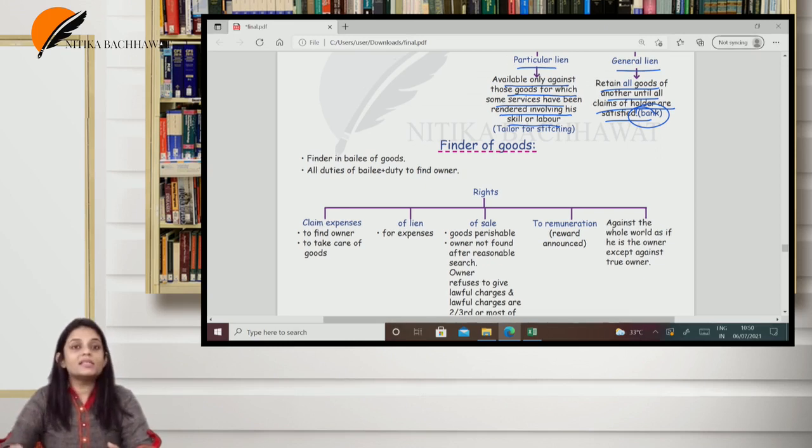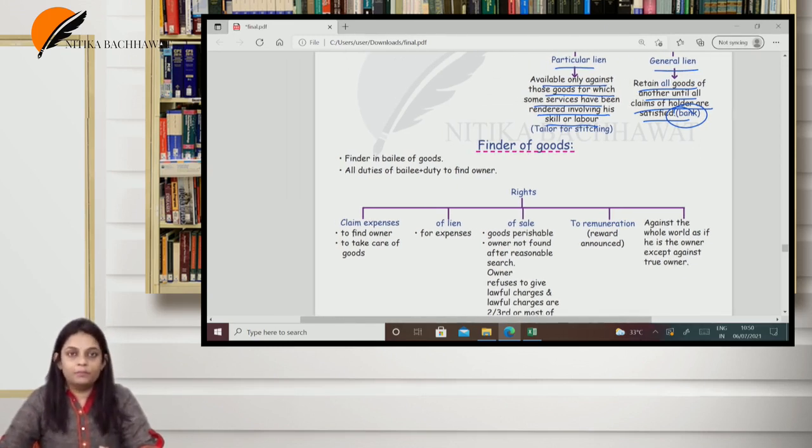What? He has a right to claim the expenses. What do I mean by this?